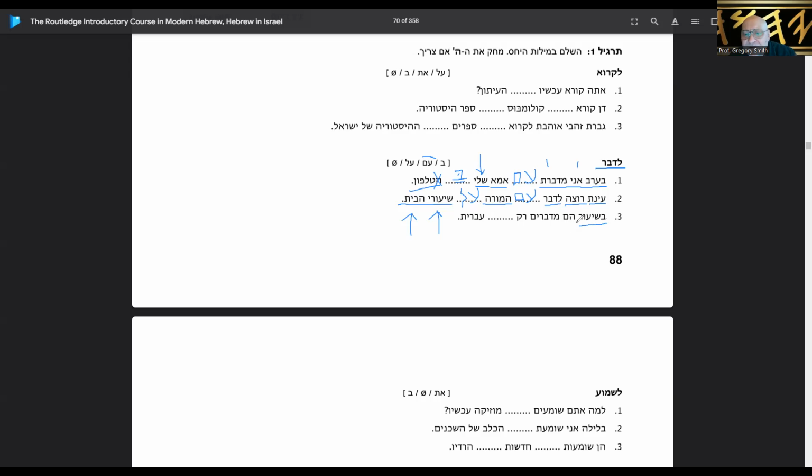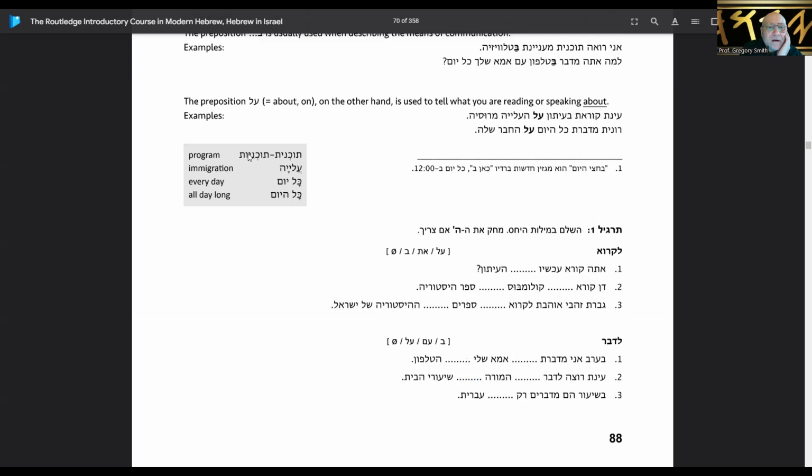Bashiur, in the class, hem medabrim, they are speaking rak, I think rak means only, blank ivrit, only in Hebrew. So the question is, that could be this here, because remember that languages are not considered definite. Let's double check that up here in the rules.